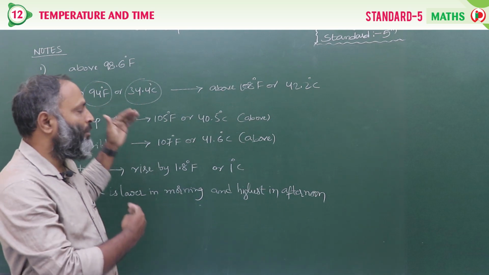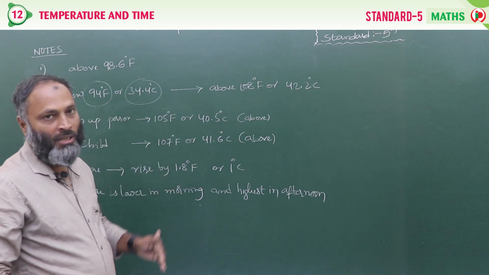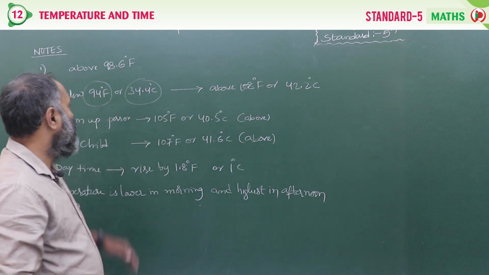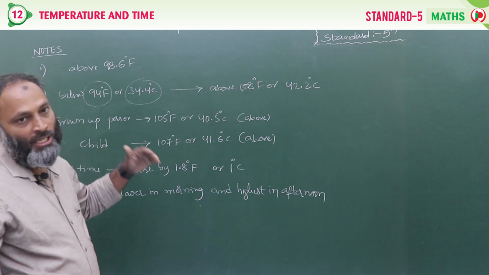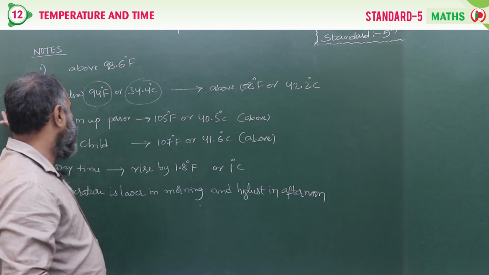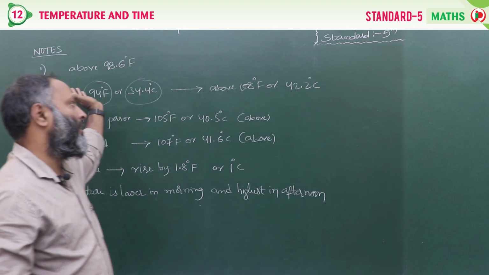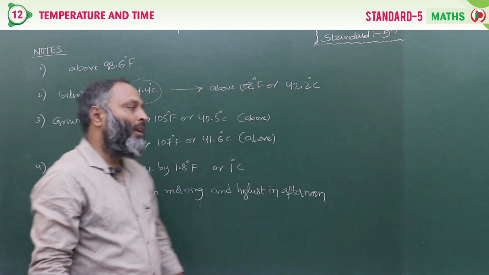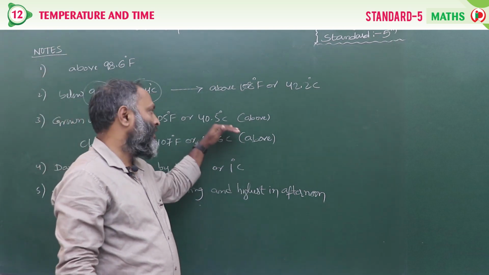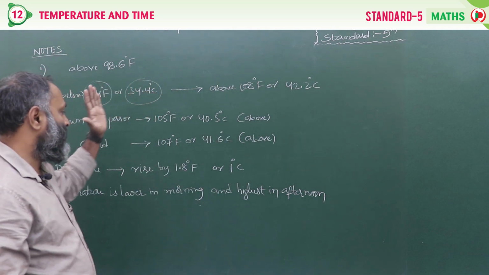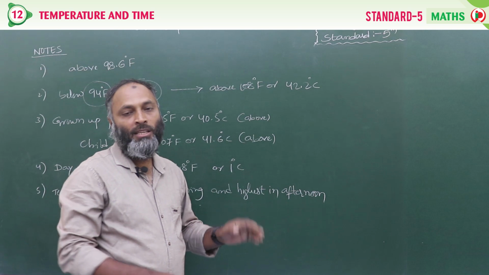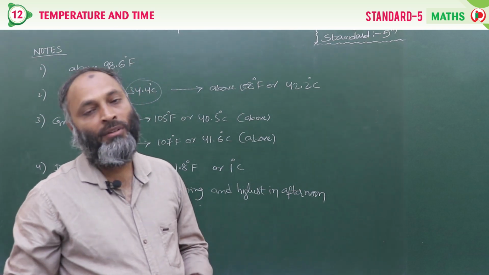So this is about the human body temperature. What is the normal temperature, and if it goes above normal, what happens? Maybe fever. When a person is alive, if the temperature goes below this, or above this temperature, maybe the person will die. In the case of a grown up person, this is the maximum temperature in Fahrenheit and degrees Celsius. And in the child's case also, this is the maximum temperature, in degrees Celsius and degrees Fahrenheit. So these are all about the temperatures of humans.